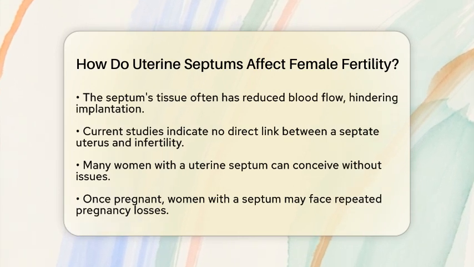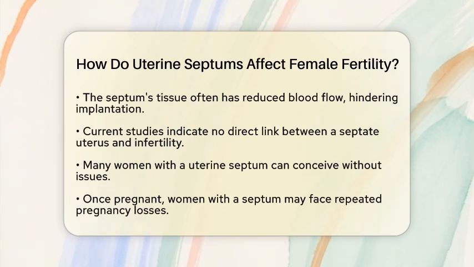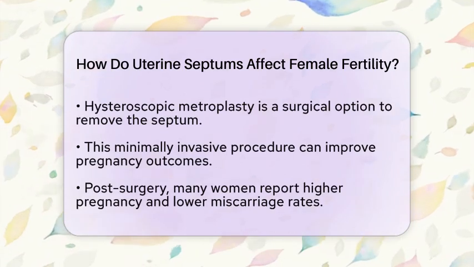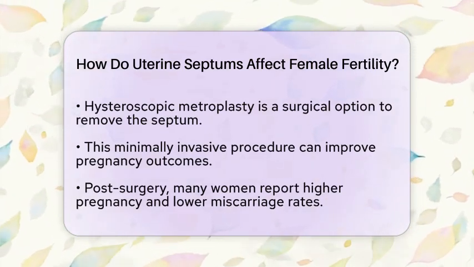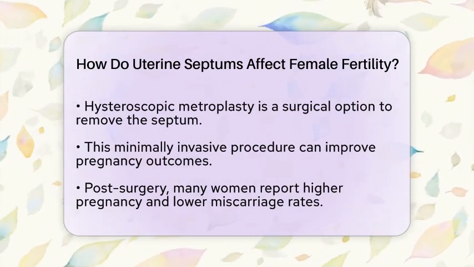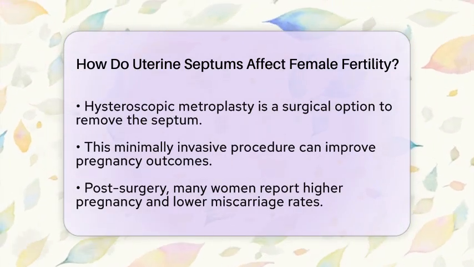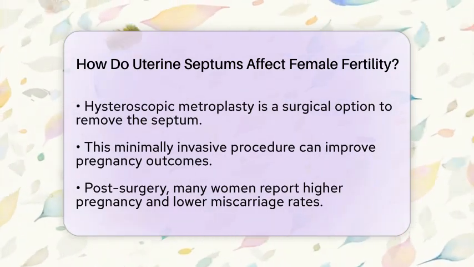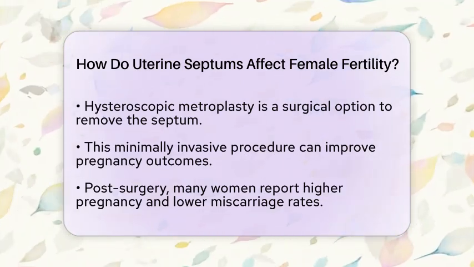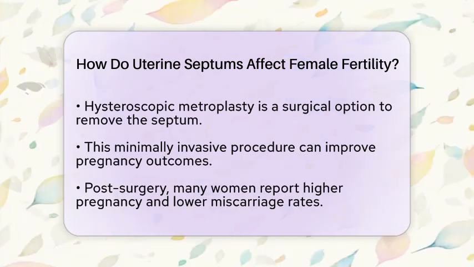For women who have experienced recurrent miscarriages or infertility of unknown cause, surgical treatment known as hysteroscopic metroplasty may be beneficial. This minimally invasive procedure involves removing the septum and has been shown to improve pregnancy outcomes. After surgery, many women report higher pregnancy rates and lower miscarriage rates, with some studies indicating success rates of around 40 to 65%.